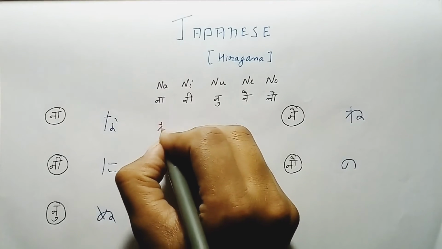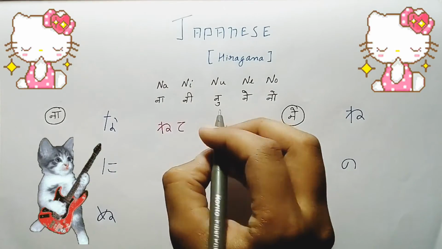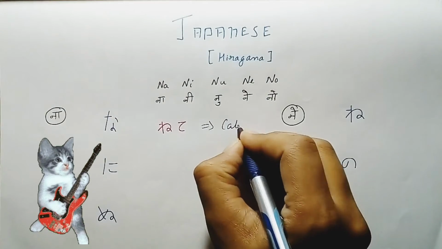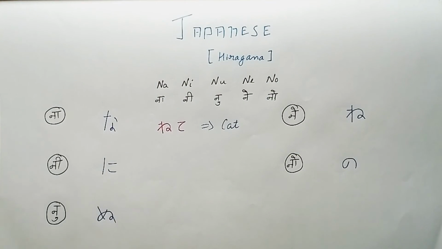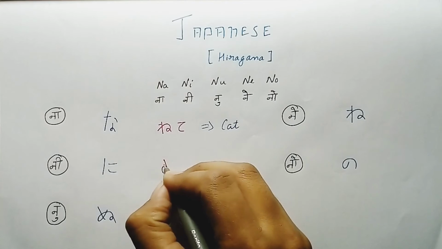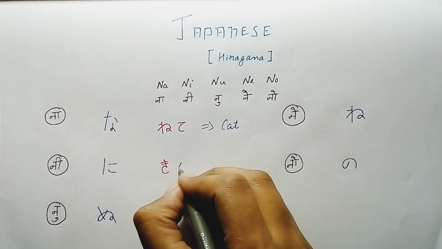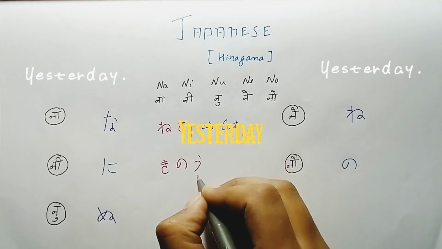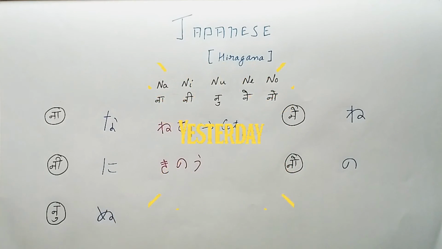Our first word is neko. Neko means cat. Our second word is kunou. Kunou means yesterday. Ku no u.